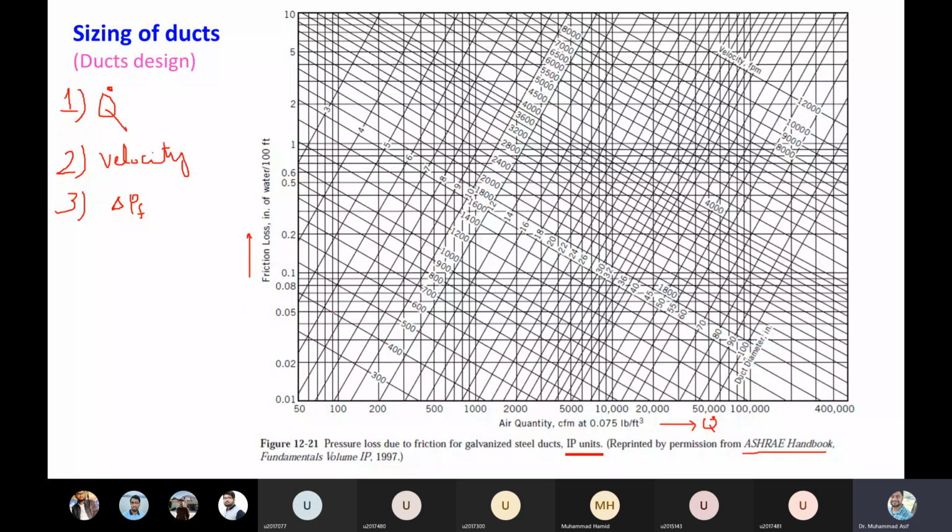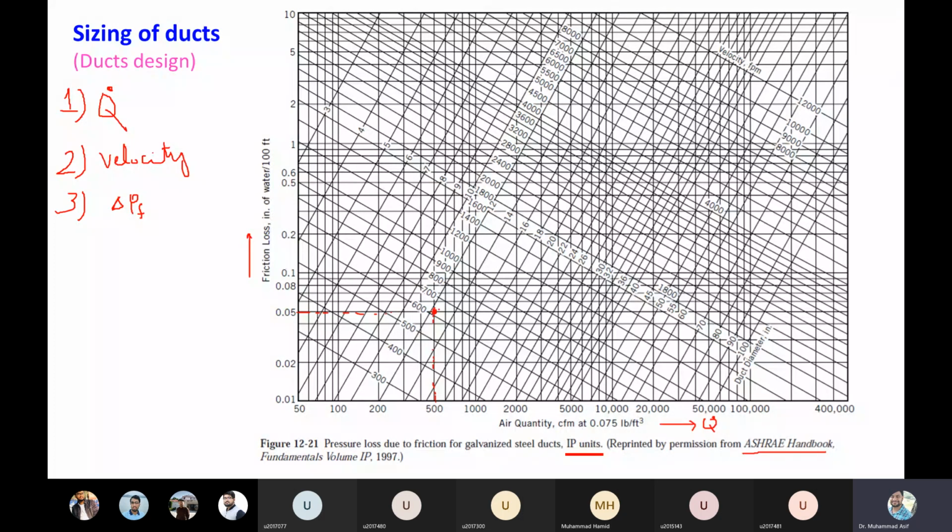And let's say you know the pressure loss is 0.5 and the flow rate is 500. Then you can figure out a point where the two lines meet. So this is the point. If you know this point, that means you can design the duct.